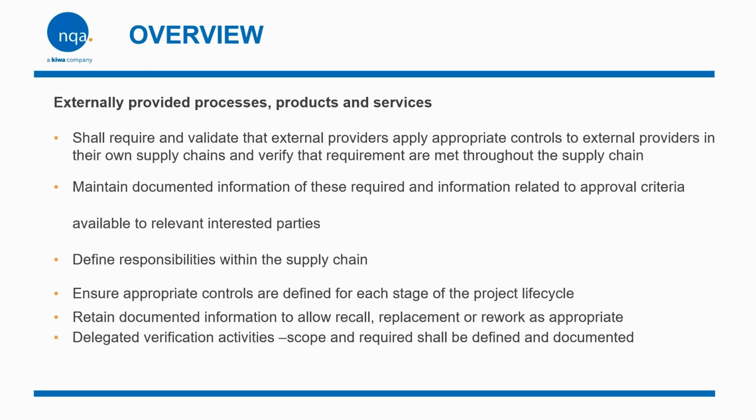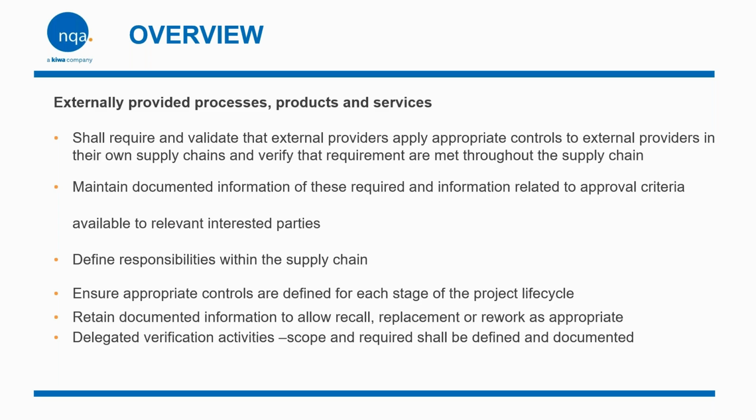So you're looking at controls required for each supply chain, approval criteria for the external providers and suppliers, defining roles and responsibilities within the supply chain. This must be clearly defined for each part of the supply chain. Clear definition helps to avoid gaps and overlaps of accountability.